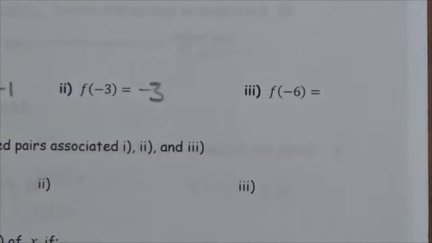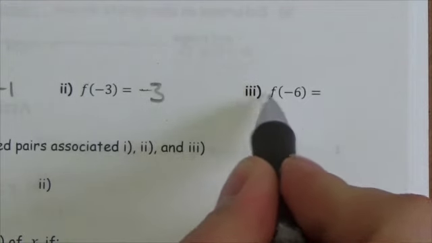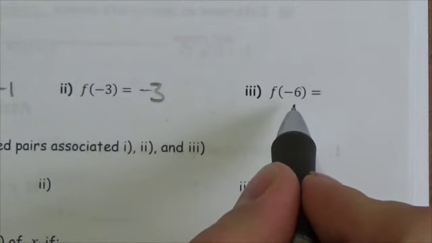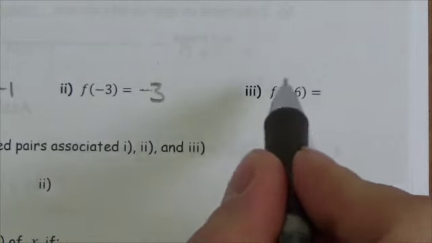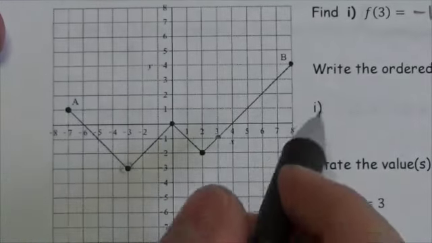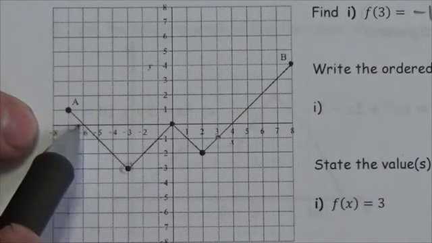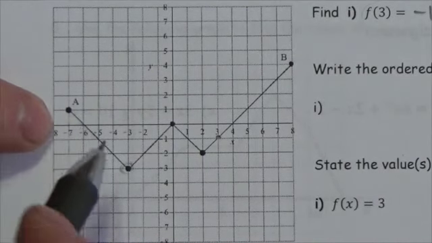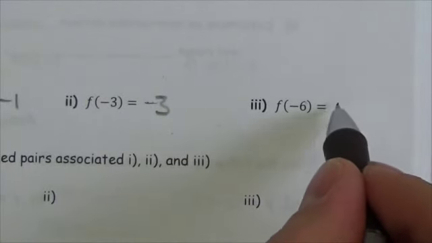Over here, same thing. f of -6. This whole thing represents the dependent variable. -6 is the independent variable. So -6 is x. The whole thing here is y. So I come across to -6, and based on what we're seeing here, the function looks like it should be going right through that point here. So the y-coordinate would be 0 here. So f of -6 is going to be 0.